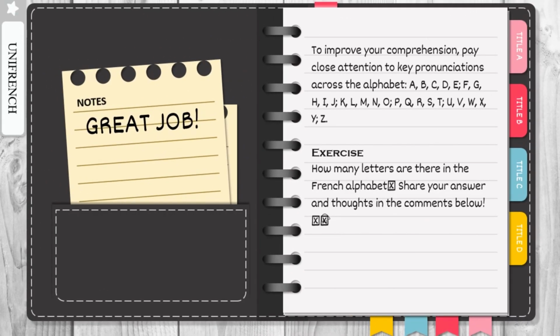Great job! Learning the alphabet is a fundamental step in any language journey.